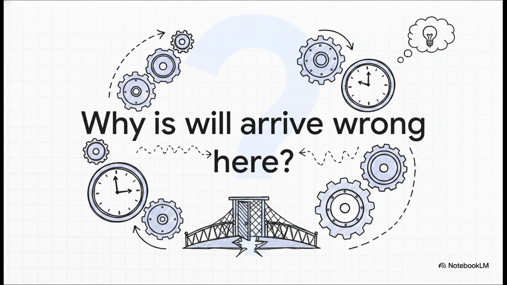Let's kick things off with a quick question. Take a look at this sentence. I will call you when I will arrive. Now, if you listen to everyday conversations, you're probably going to hear people say this all the time. And honestly, it feels kind of logical, right? You've got two future actions, so you use two future tenses.